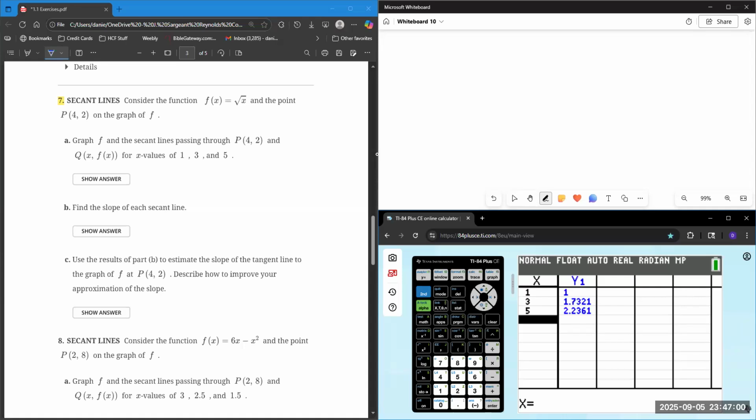And we're going to sketch a graph for part A. All right, so we have the points that I know are on the graph, 1, 1, and 4, 2, and 0, 0 are on the graph of the square root function, like so.